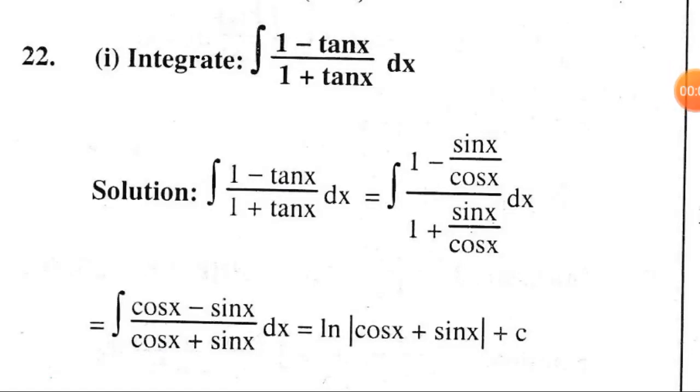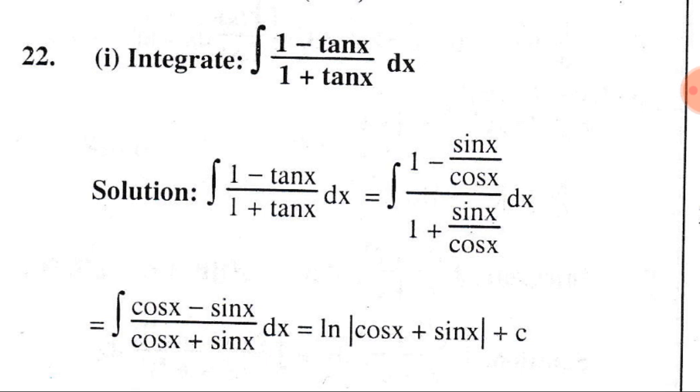Welcome back. Today I am going to discuss more problems relating to integration by the method of substitution. Here the problem is the integration of (1 minus tan x) divided by (1 plus tan x) dx. By careful observation we find that there is no part which is the differential of another part. That is why, first of all, we have to make sure that one part is the differential of the other part.